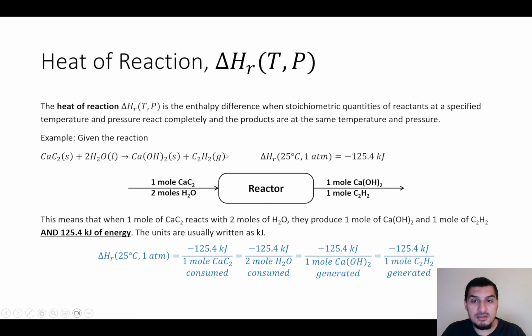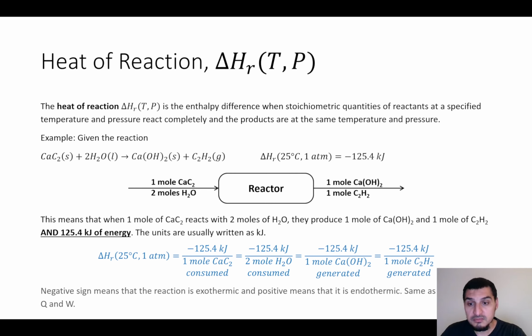The reaction combines all these together, so it's not something that we can split. I cannot say that this is the enthalpy for only 1 mole of calcium carbide without reacting with water. This will not happen. So this number is for 1 mole of calcium carbide, for 2 moles of water, for 1 mole of calcium hydroxide, and for 1 mole of acetylene. So this is how we define the heat of reaction. It is also important that we give the symbol negative here, as we do for work and for Q and for heat.